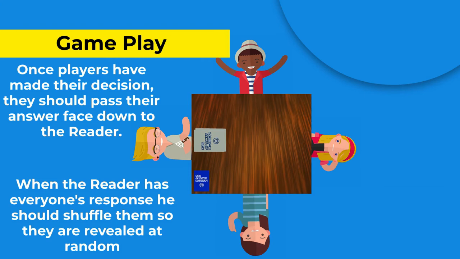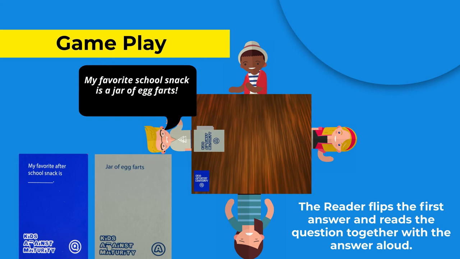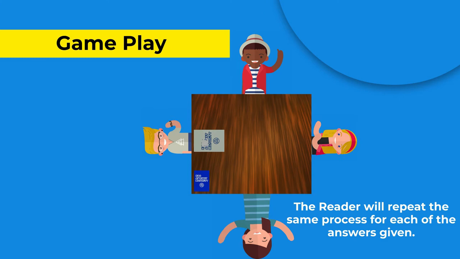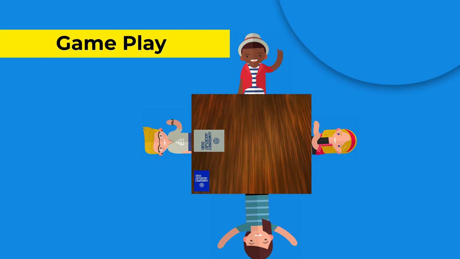The reader flips over the first white card, and he rereads the blue card while using the white card to answer the question or fill in the blanks. Once he has done this with the first answer, he repeats the process again for each answer, ensuring that the blue card is read each time he is revealing an answer. Once all of the answers have been revealed, the reader announces which of the answers they found the funniest.